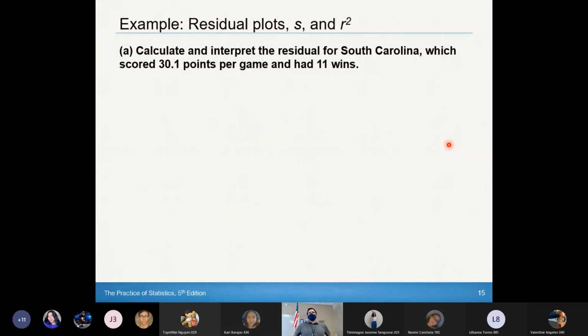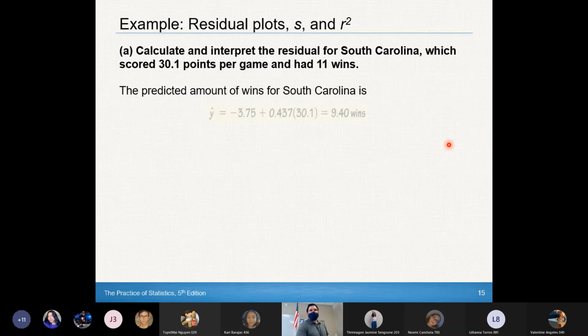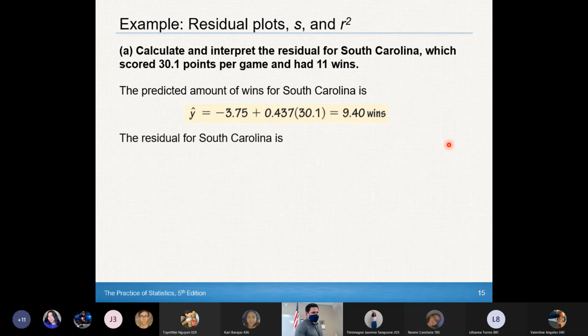Calculate and interpret the residual for South Carolina, which scored 30.1 points per game and had 11 wins. The predicted amount of wins for South Carolina is y hat, which is negative 3.75 plus 0.437 times 30.1 equals 9.4 wins. So based on that least squares regression line, we predicted that South Carolina would win 9.4 games. The residual for South Carolina is the actual number of games they won minus the expected. Right? y minus y hat, which is 11 minus 9.4, we get 1.6 wins.